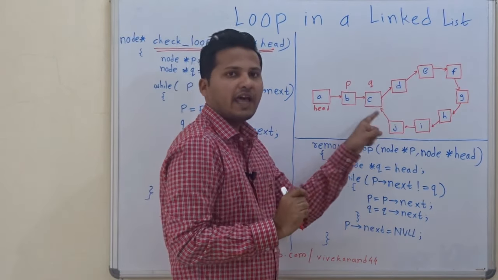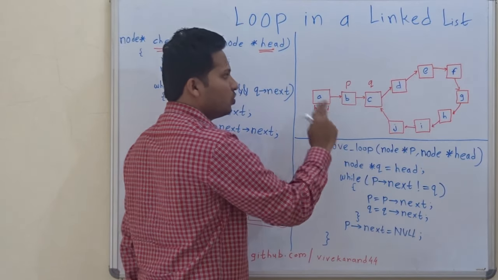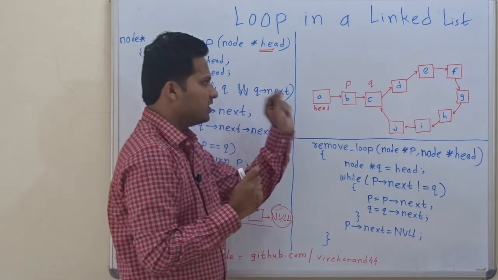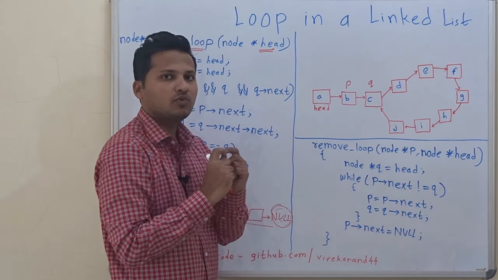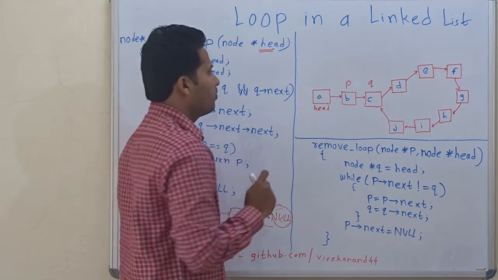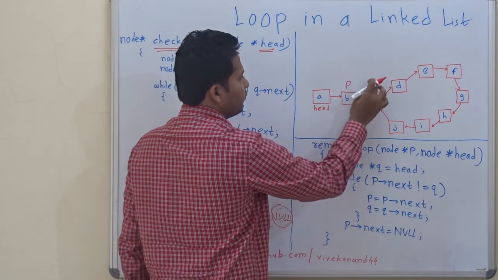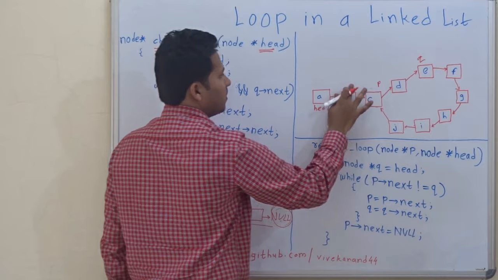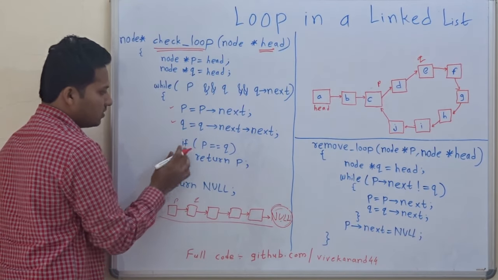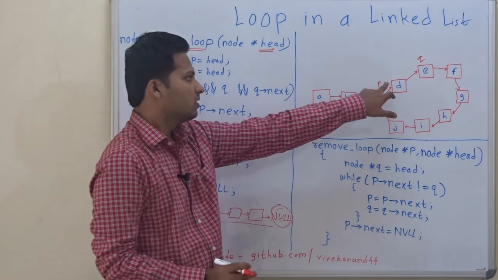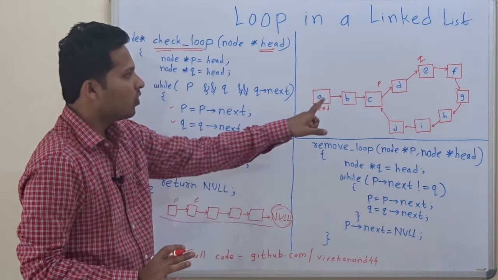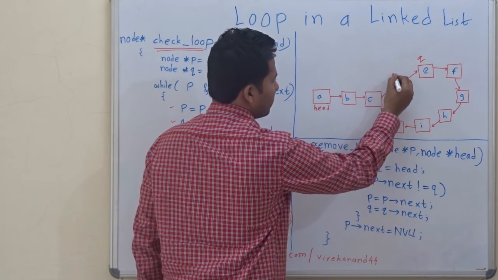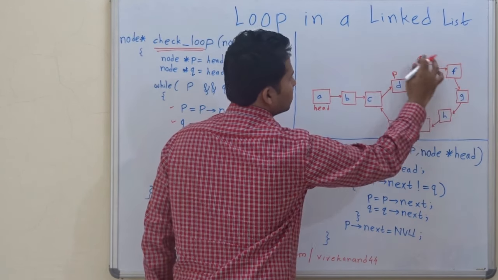Eventually what will happen here is that P and Q will point to the same node at some iteration. We will see which iteration that is and when they will point to the same node, meaning when the addresses will be the same for P and Q. So move P by one step, Q by two steps. These two steps are over. Now check if P equals Q. No, they both point to different nodes.